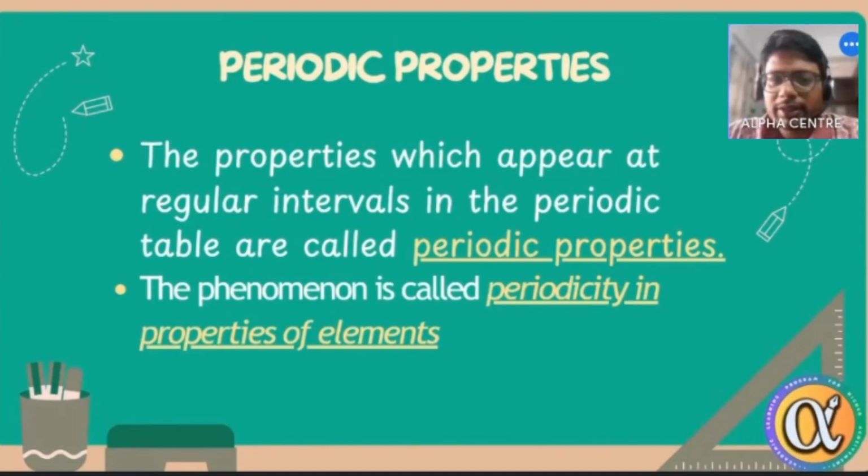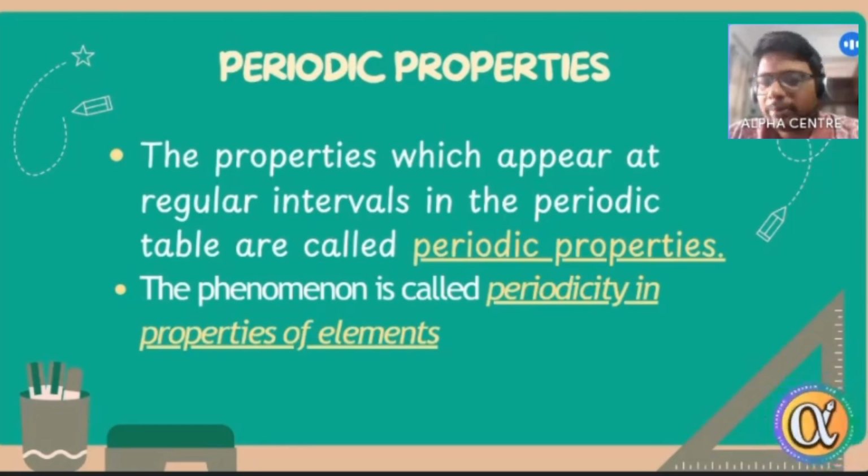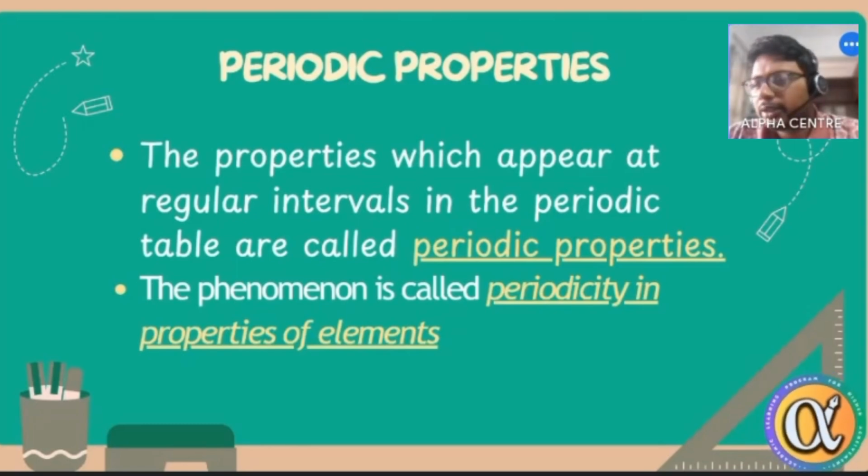The properties which appear at regular intervals in the periodic table are called periodic properties. The phenomenon is called periodicity in the properties of elements. Now that we have made a periodic table, with elements organized in groups and periods, there was a reason behind doing this. This is not just like that.